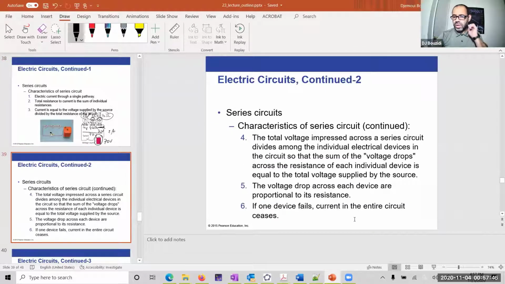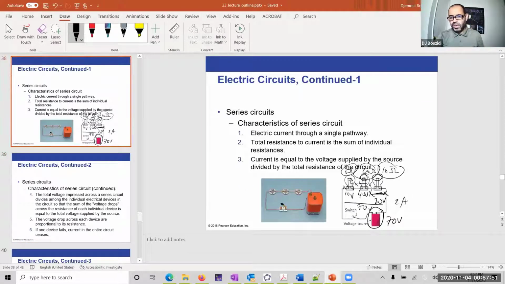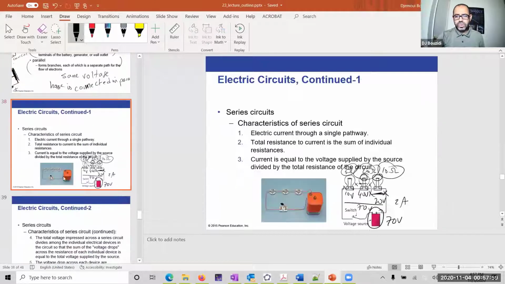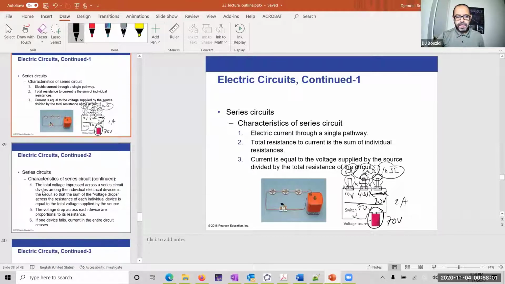If one device fails, current in the entire circuit ceases. If this one, for example, blows out, then there is no current flowing through it, which kills it everywhere. The current will stop everywhere, okay?